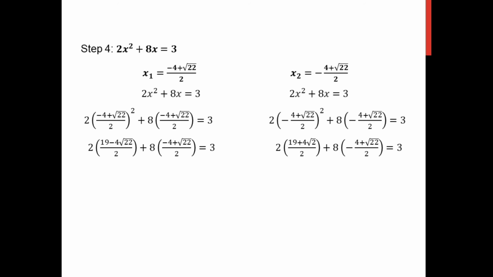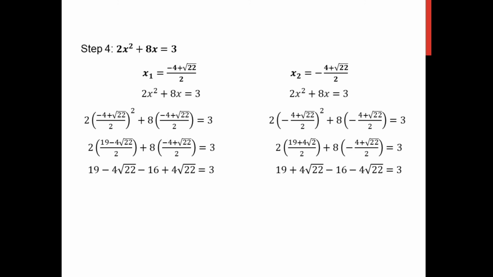Then we have 2 times, so negative 4 plus square root of 22 over 2 squared is equal to 19 minus 4 square root of 22 over 2, plus 8 times the quantity of negative 4 plus square root of 22 over 2 is equal to 3. And in our x sub 2, we have negative 4 minus square root of 22 over 2 squared is equal to 19 plus 4 square root of 22 over 2, plus 8 times the quantity of negative 4 minus square root of 22 over 2 is equal to 3.